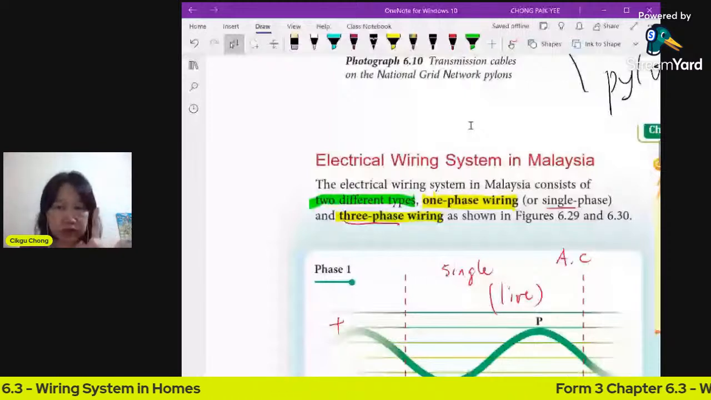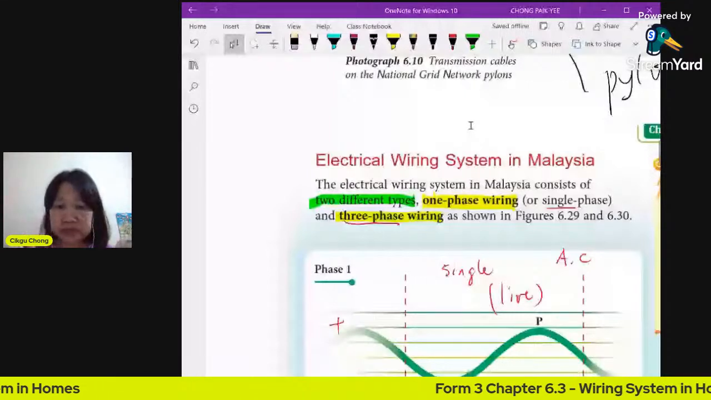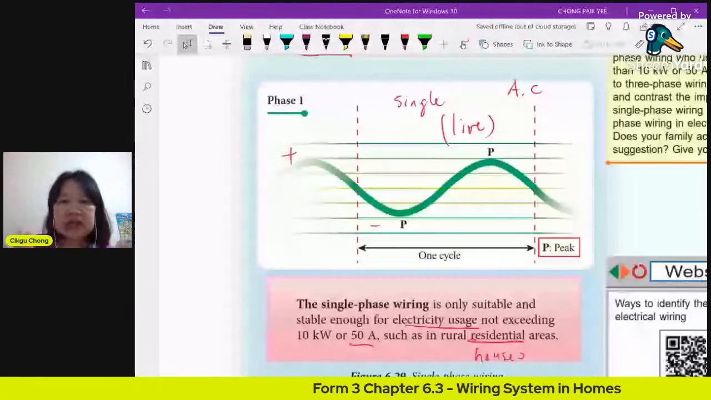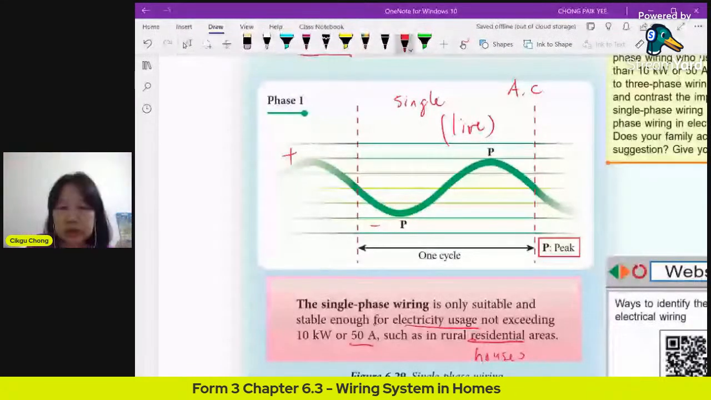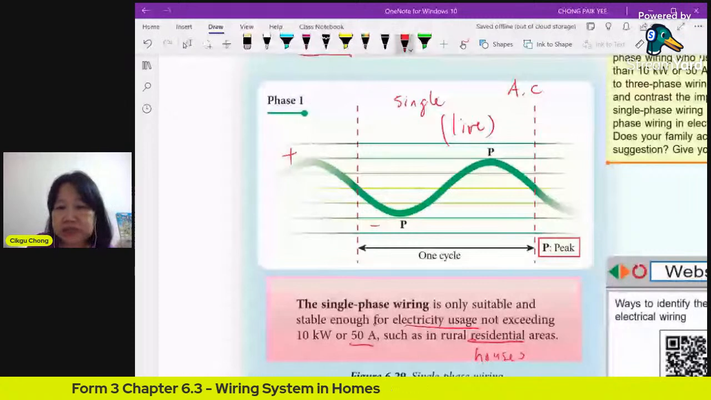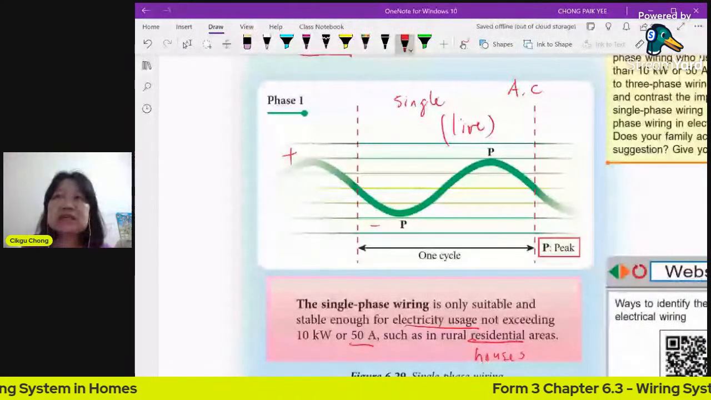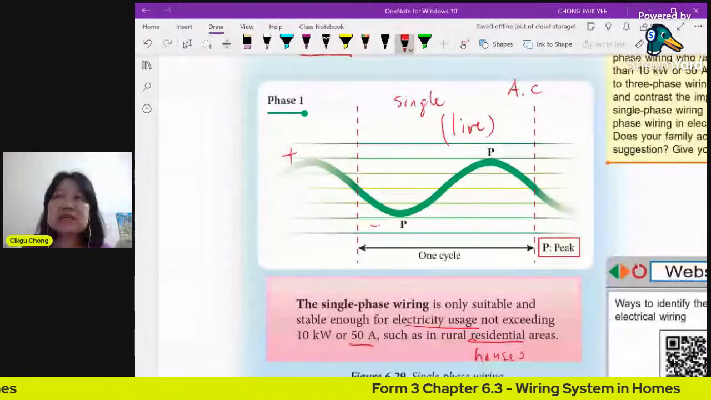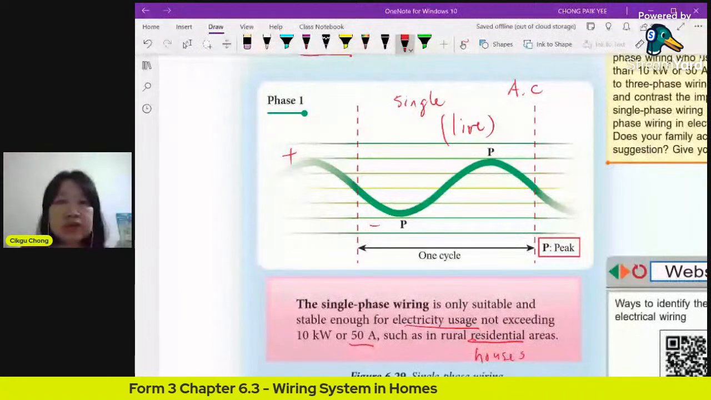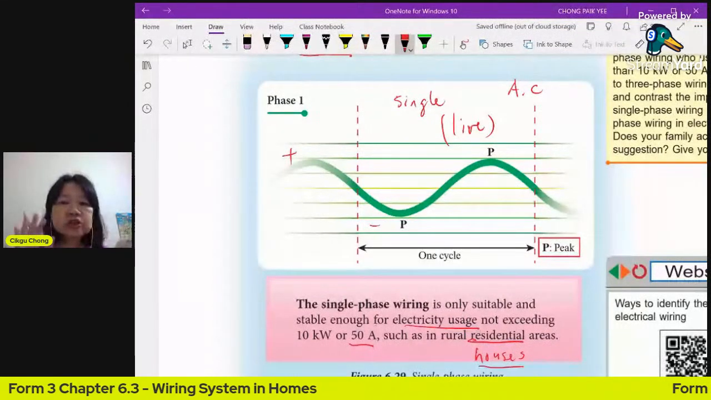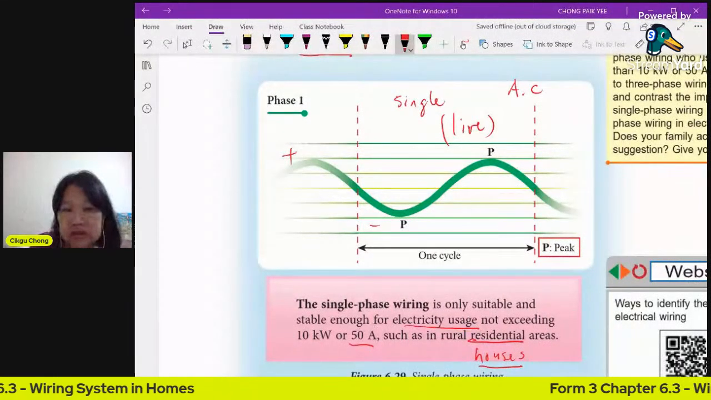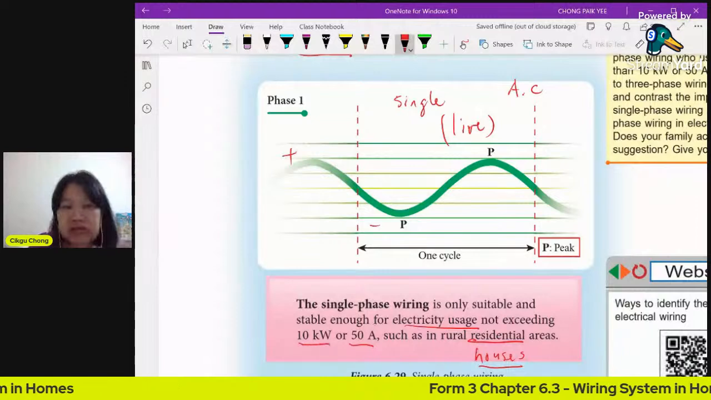Now, that is one single phase. Single phase wiring is usually suitable for normal electrical usage, that means the normal kind of usage we have in our houses. We don't need a very high ampere or high voltage. So it's usually for houses, where the usage of electricity does not exceed 10,000 watts.